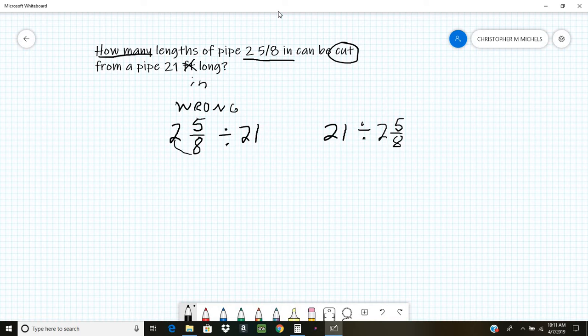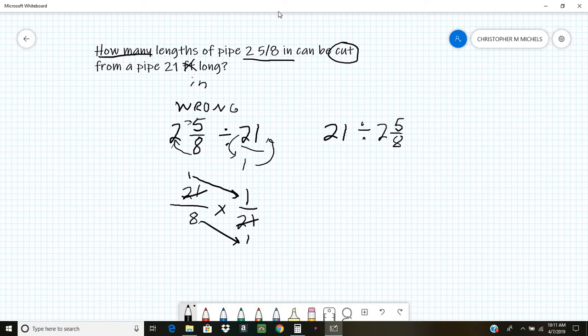We have to make this an improper fraction first. 2 times 8 is 16, plus 5 is 21 over 8. We put this over 1, and then we flip it, and we change this to times. That'll give me 1 over 21. You should notice here, these 21s can cross each other out, or they can both be reduced by 21. Multiply by what's left over. 1 times 1 is 1. 8 times 1 is 8.